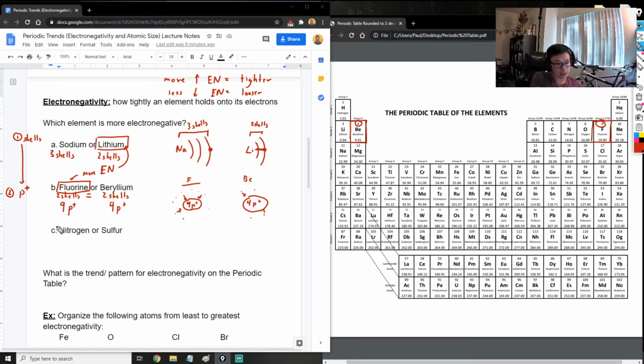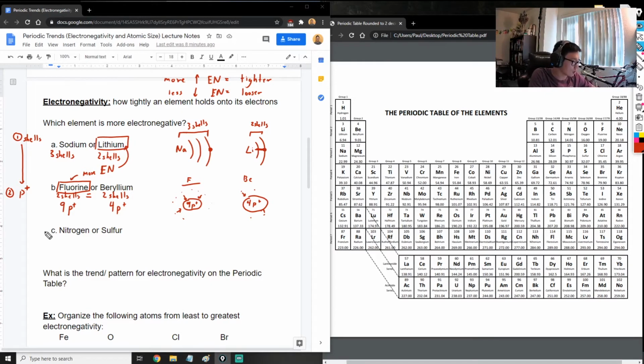Alrighty, so if you guys can take a second to try out part C, nitrogen and sulfur, take a look at the shells and then look at the protons. Hopefully that helps you figure out which one is more electronegative. So take a second to do that, pause the video. Alright, so hopefully you were able to figure that out on your own.